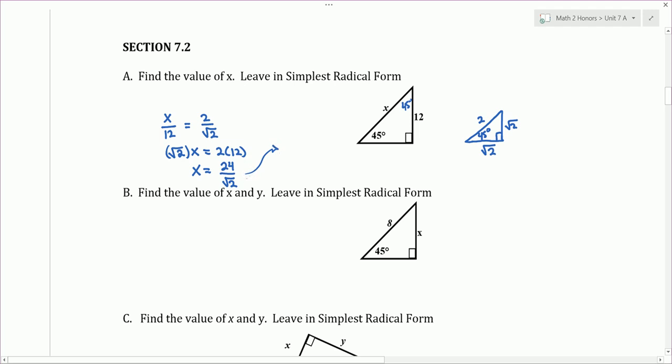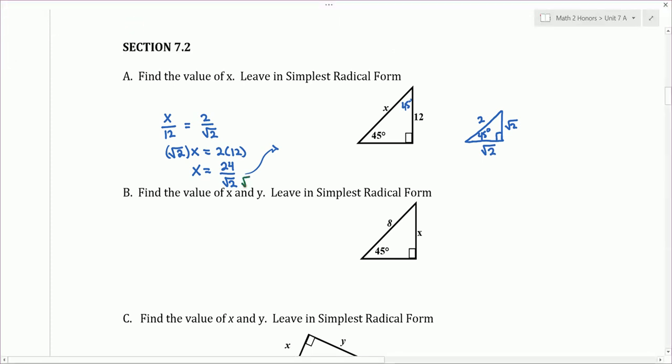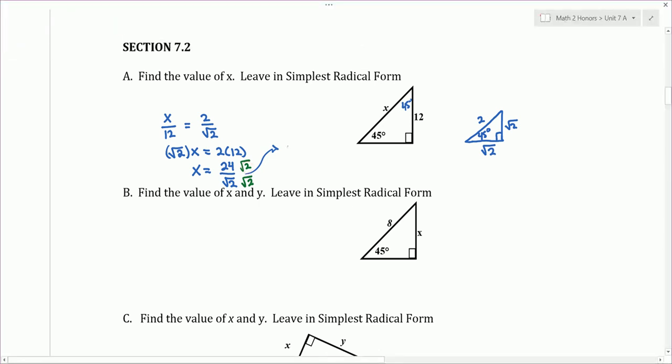And we can't end with a square root of 2 in the denominator. So I'm going to multiply the numerator and the denominator by square root of 2 to rationalize the denominator. And I get 24 times the square root of 2 over 2. And then I'm going to reduce that. 24 divided by 2 is 12. And so we end up with 12 times the square root of 2 as the length of x.